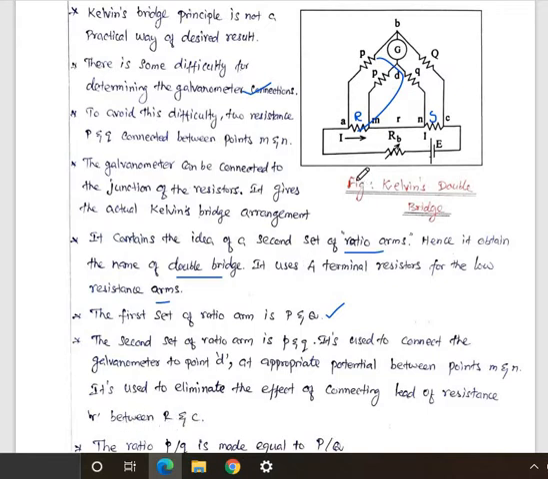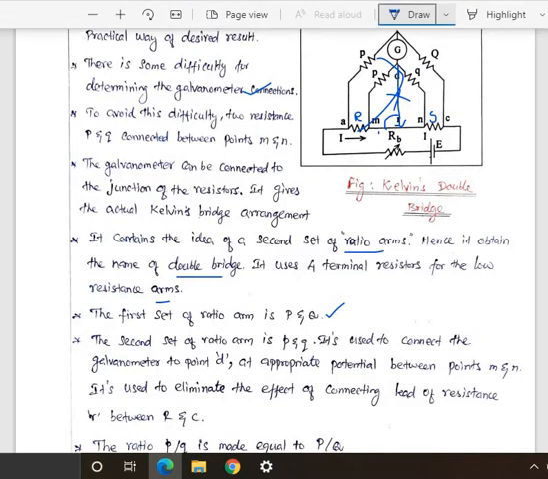Here we can eliminate it, because you just have to consider the previous Kelvin bridge and that resistance value. So here we have to connect the galvanometer. The resistance value R should be connected to R1 and R2. So here we have to avoid the connection. Okay, wait, I will clear that.